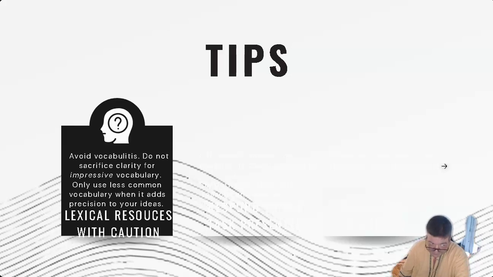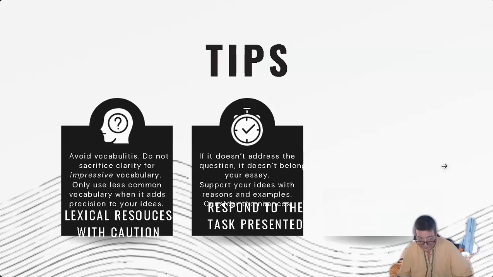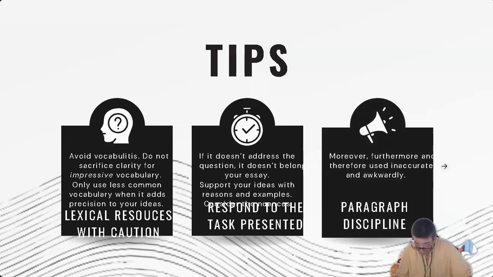Next, let's talk about, what's the next one? Oh yeah, respond to the task presented. That whole last paragraph about possible solutions other than building in the countryside was well intended, but it doesn't answer the question that's presented. It's a different question. That's a problem solutions essay, not part of what you're supposed to do. You also need better support for your ideas. Paragraph discipline. Moreover, furthermore, those cohesive devices are off. So more discipline there. Overall, I wish you well.